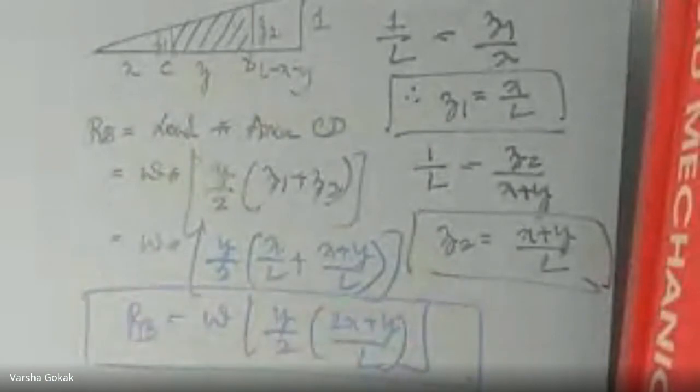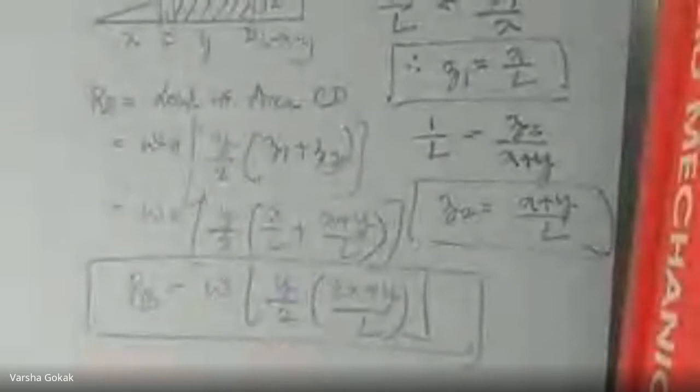Clear? You can stop at this point. So this is the value of the reaction at B. RB value from what? From the standard influence line diagram. Okay. So after this, any doubts here?